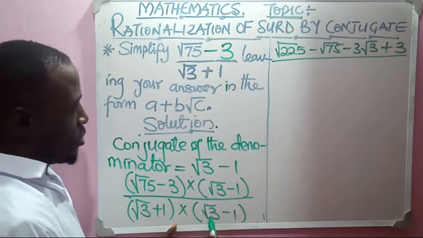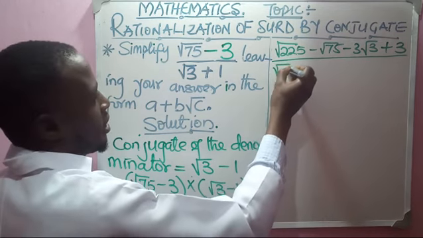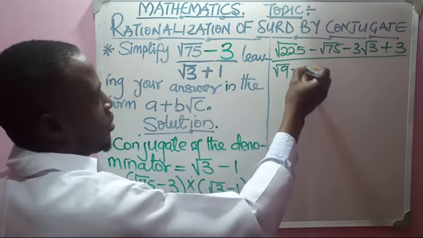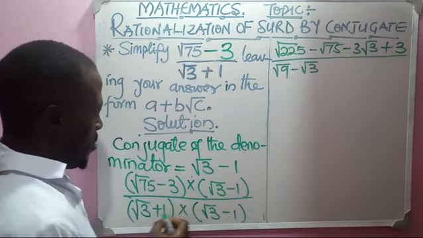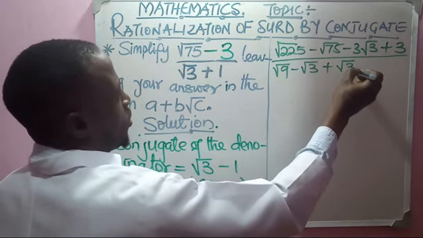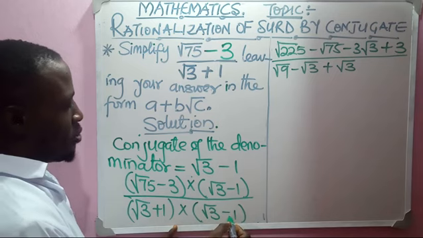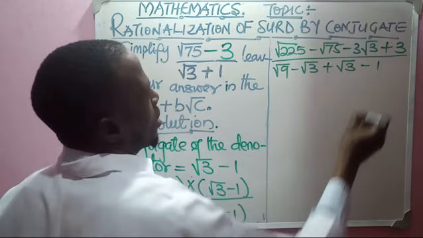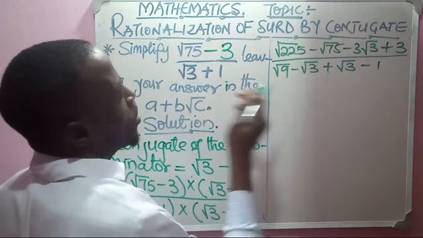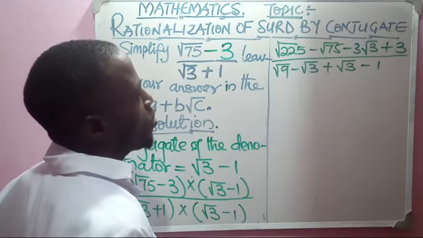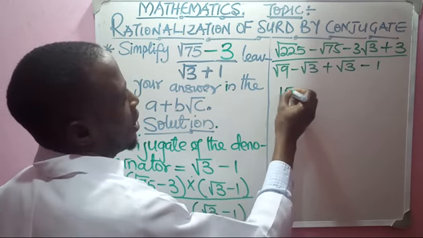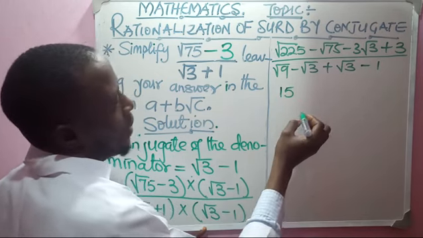Then over, root 3 times root 3 will give me root 9. Root 3 times minus 1 will give me minus root 3. Plus 1 times root 3 will give me plus root 3. I am just opening the bracket. Plus 1 times minus 1 will give me minus 1. Now, here, root 225 should be 15. We'll verify that.